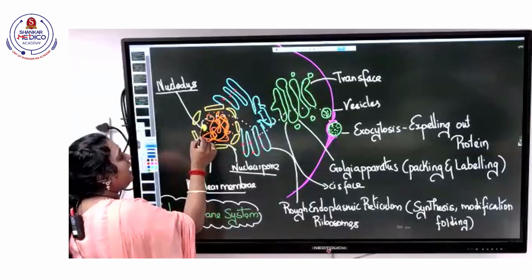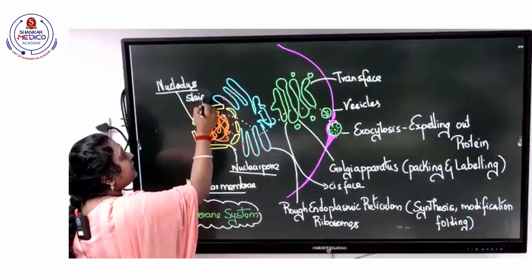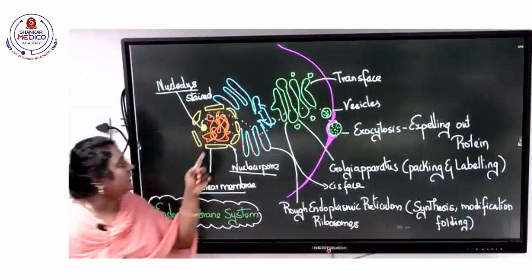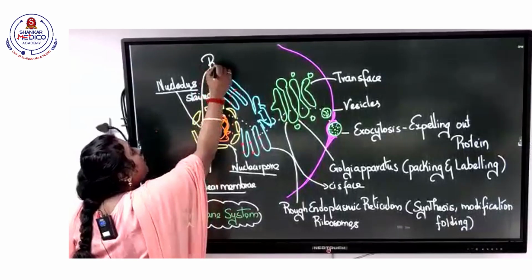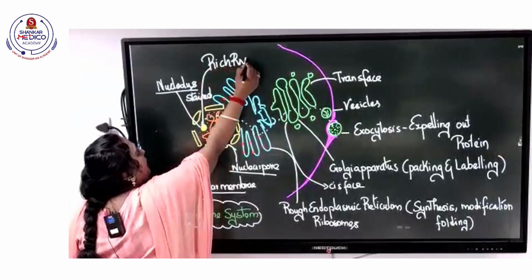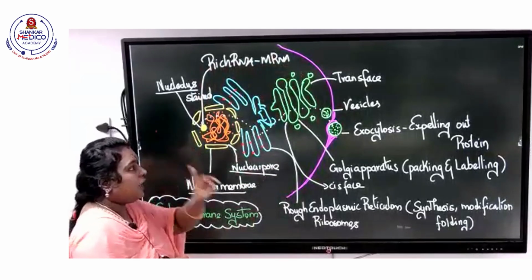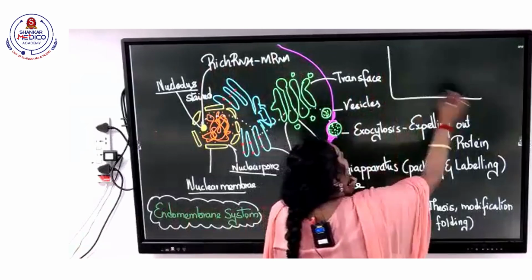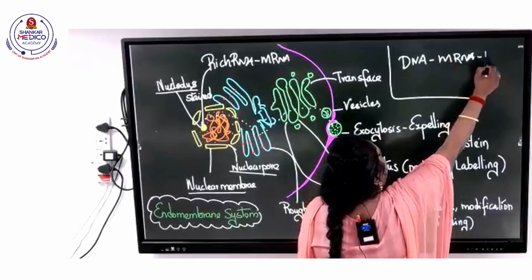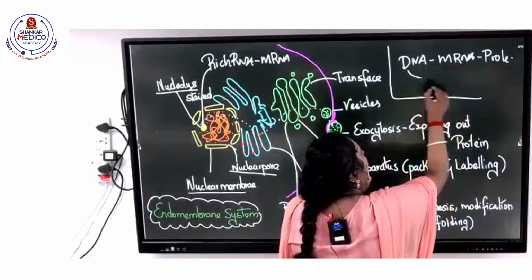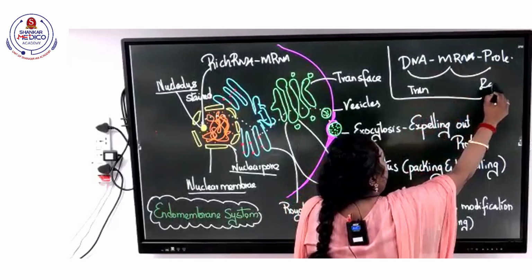Inside the nucleus, we have a yellow stained region, which we call the nucleolus. It is rich in RNA, and it produces mRNA. I hope you all know the central dogma: DNA is converted to mRNA, and mRNA is converted to protein. DNA to mRNA is called transcription, and mRNA to protein is called translation.